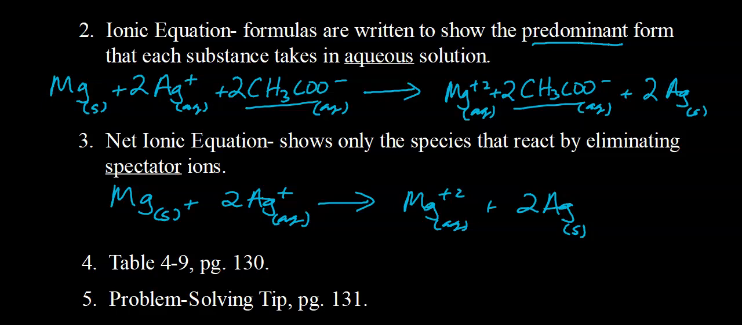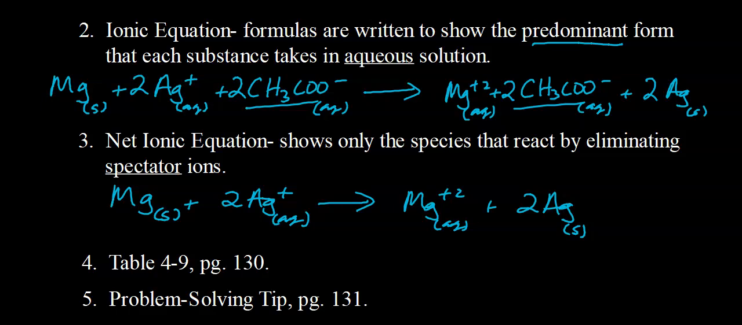Please, please, please refer to table 4.9 on page 130. It shows some very important information, especially the weak acids and weak bases. So remember, weak acids and weak bases are partially ionized. Only part of them break apart into ions. Most of it stays unionized. And so when we're representing weak acids or weak bases in an ionic or net ionic equation, the predominant form is the unionized substance. Likewise, we see some examples of insoluble salts.